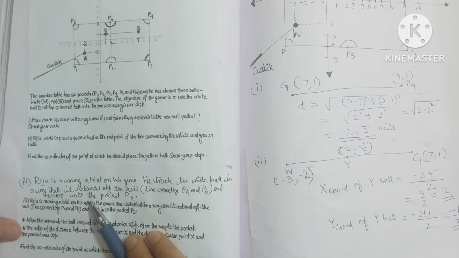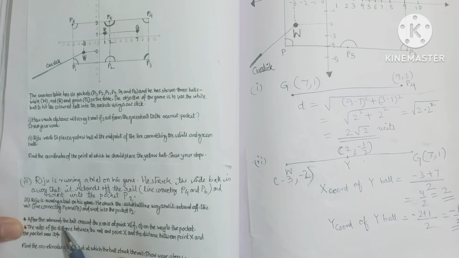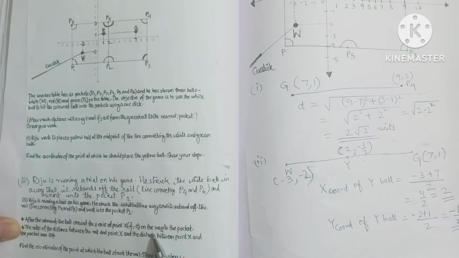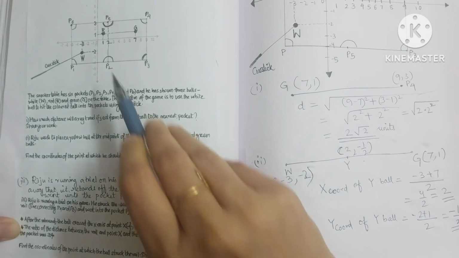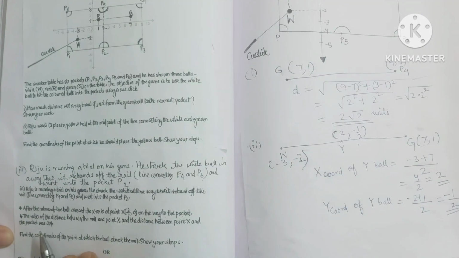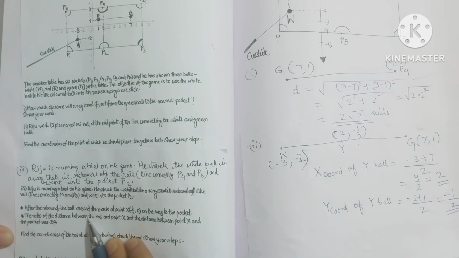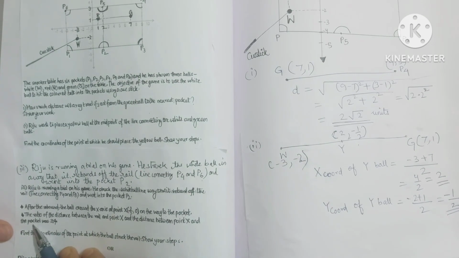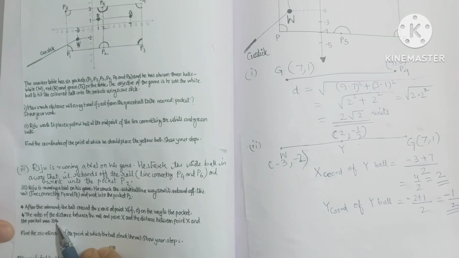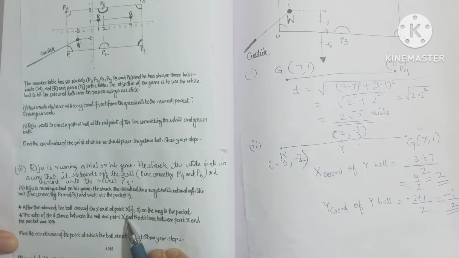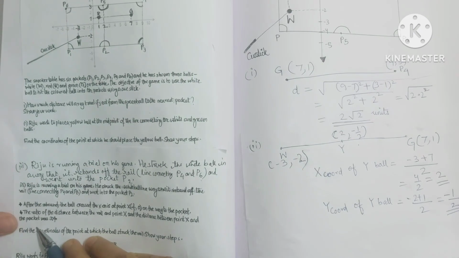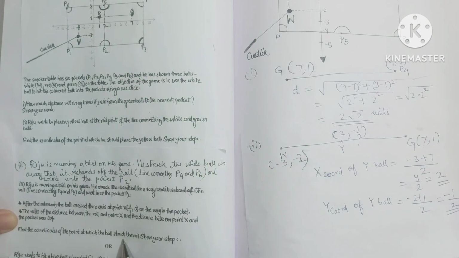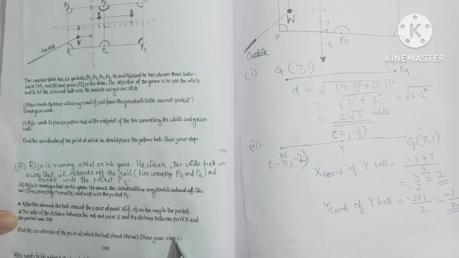Now what is the question exactly? The question says, after the rebound, the ball crossed the x-axis at point x, 2 by 7 comma 0, on the way to the pocket. Which pocket? The P2 pocket. Then the next point that has been given is that the ratio of the distance between the rail and the point x and the distance between point x and the pocket P2 was 3:4. This also is given. Find the coordinates of the point at which the ball struck the rail. Show your steps. This is an interesting question.